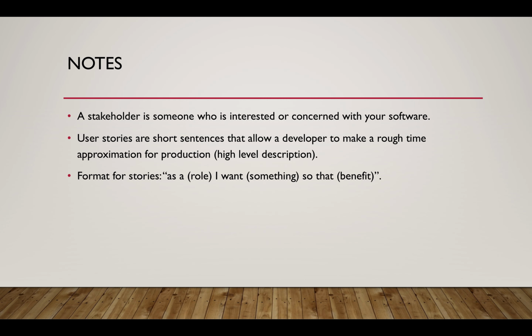User stories are short sentences that allow a developer to make a rough time approximation for production. It's a high-level description. So they're like short stories that describe something in which a developer would be able to tell them how long it'll take to make that. And the format for these stories is: as a role, I want something so that, and then the benefit.